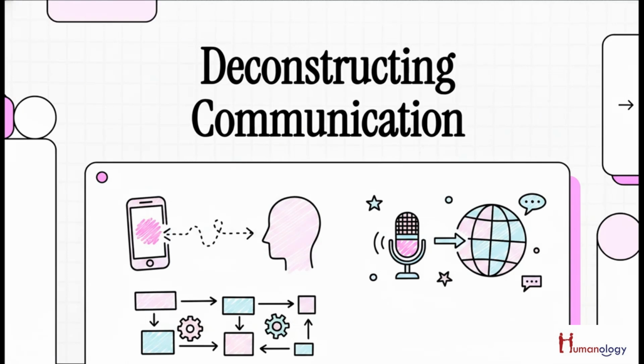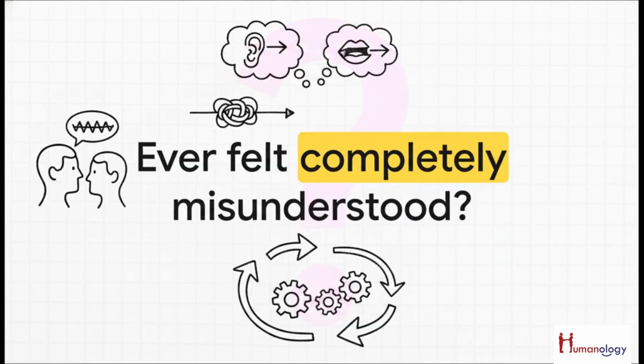Whether you're sending a quick text message or giving a huge presentation, every single time we communicate, we're following a kind of invisible blueprint. So today, we're going to pull that blueprint apart piece by piece and really figure out how we connect with each other. Oh man, I think we've all been there, right? You say one thing, but the other person hears something totally different, and next thing you know, you're just lost. It's so frustrating. Well, it turns out that if you understand the actual mechanics of communication, you can get the tools you need to fix those moments and become a way more effective communicator.